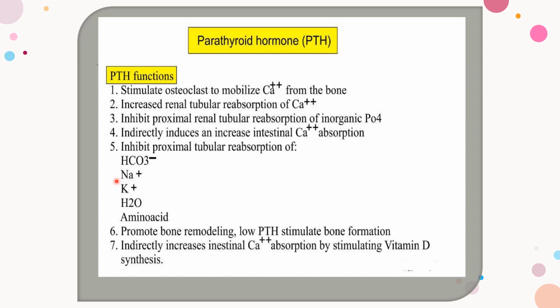And it promotes bone remodeling, and low parathyroid hormone stimulates bone formation, and it indirectly increases intestinal calcium absorption by stimulating vitamin D synthesis. So it activates vitamin D, and it acts on bone, intestine, and kidney. In the kidney it inhibits the proximal tubular reabsorption of these things. Same here, you can add inorganic phosphate also here, and it increases the renal tubular reabsorption of calcium.